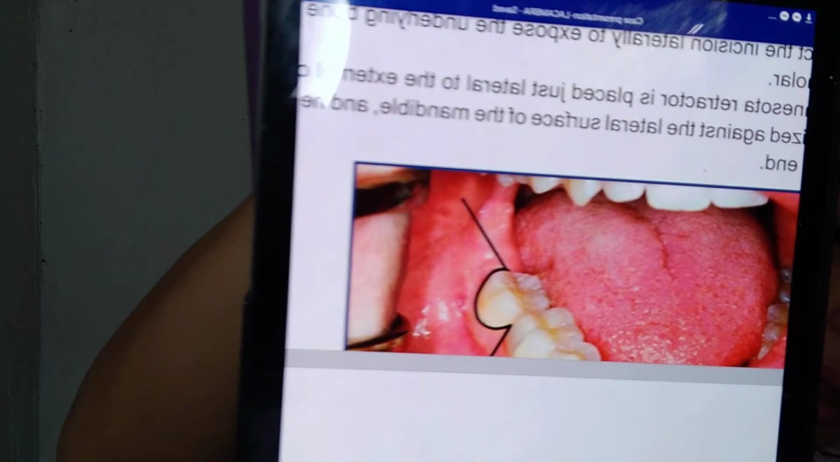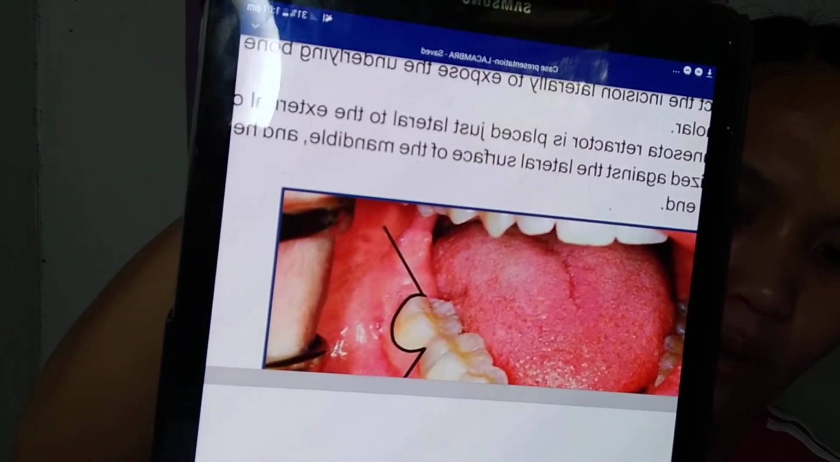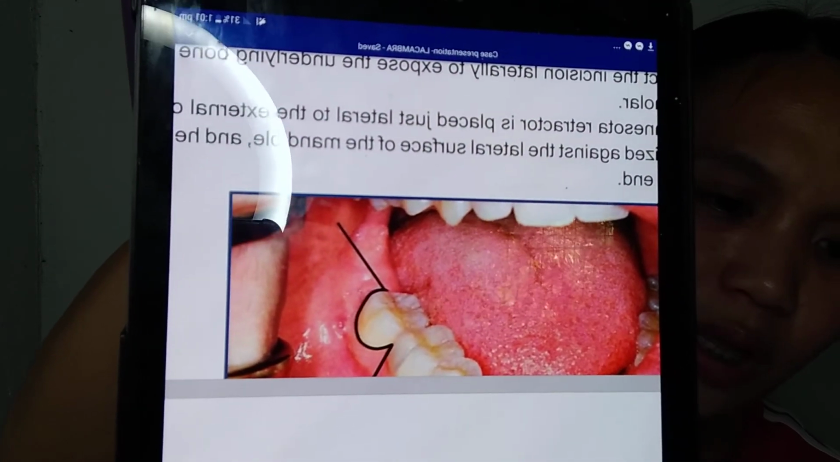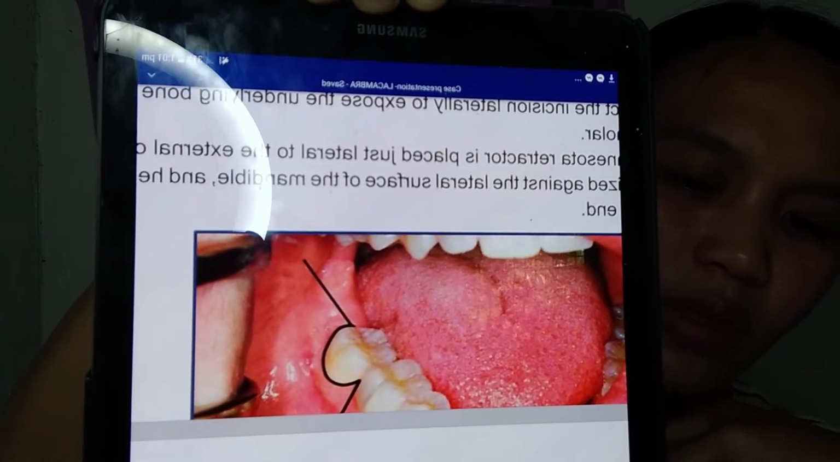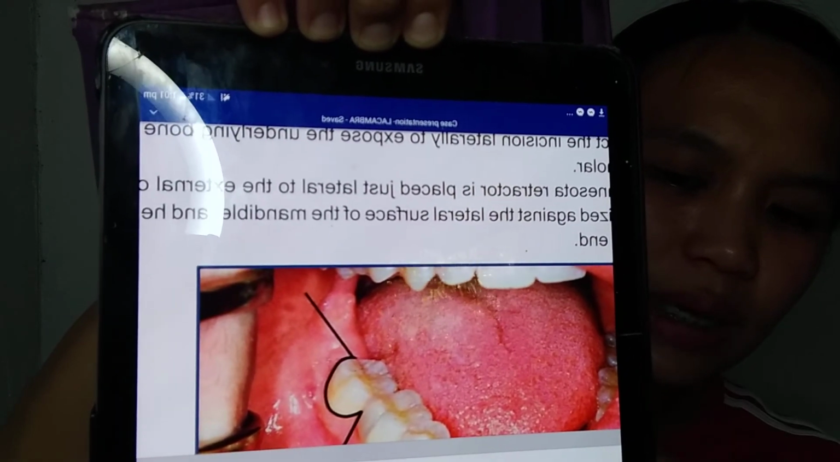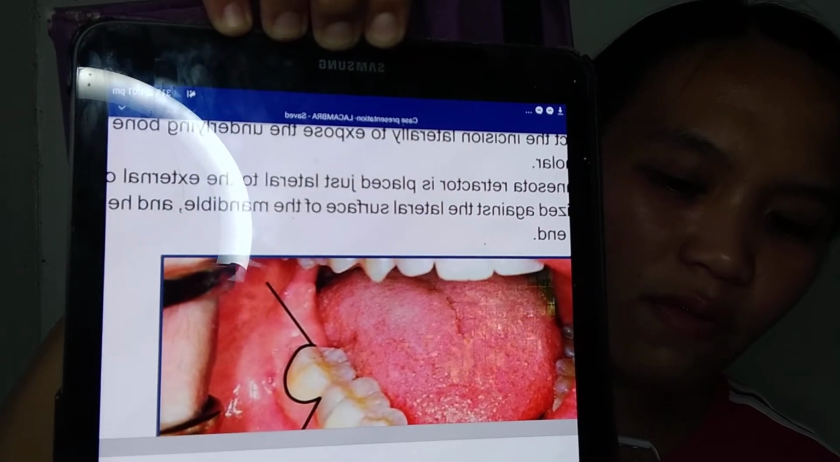Here, let me show you first the picture of the flap that we are going to make for a second. Okay, so this is the type of flap that we are going to make. This one. With special care for the lingual nerve, the incision may continue along the cervical line of the last tooth, while the vertical incision begins at the distal aspect of the first molar. Okay, so that is the type of flap, or the incision rather, that we are going to make.